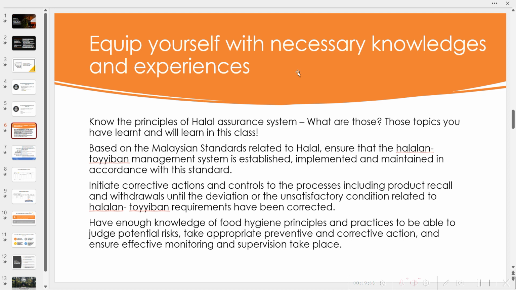Okay, initiate corrective action and control to the processes including product recall and withdrawal until the deviation of the unsatisfactory condition related to halal requirement has been corrected. In certain cases, for example, your corrective action might be extended up to the level of product recall and withdrawal. What is product recall and withdrawal?